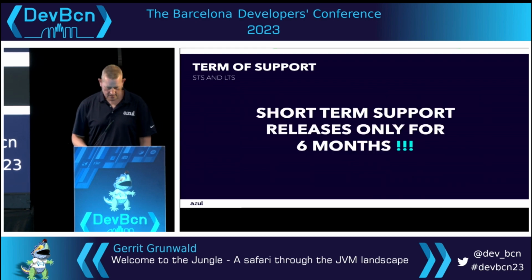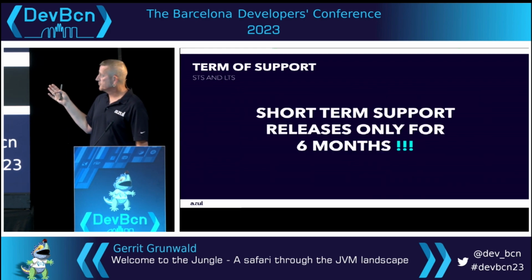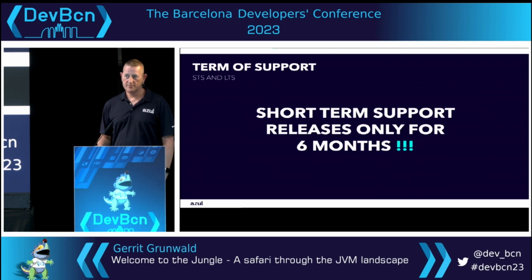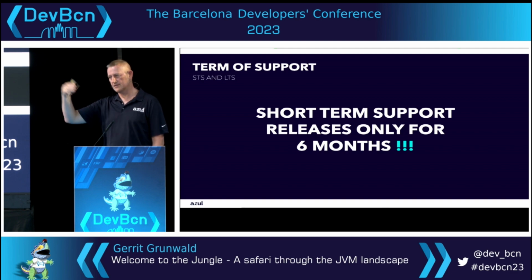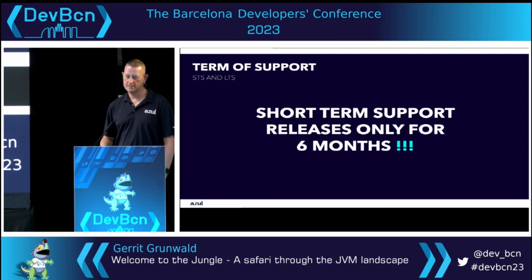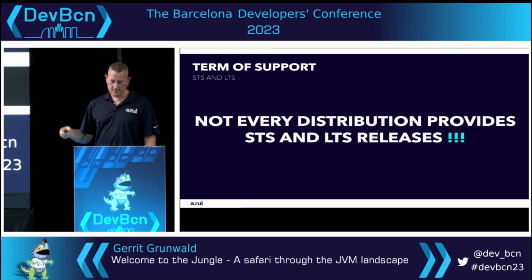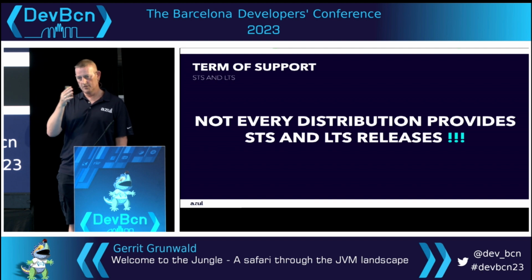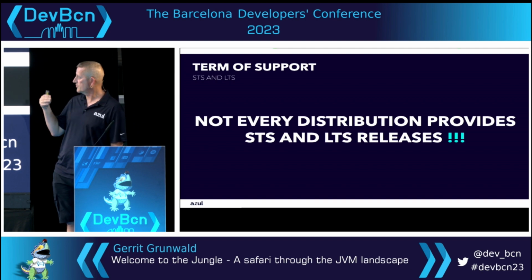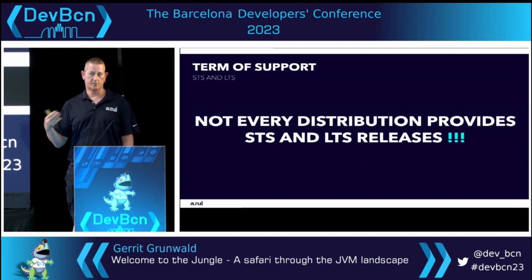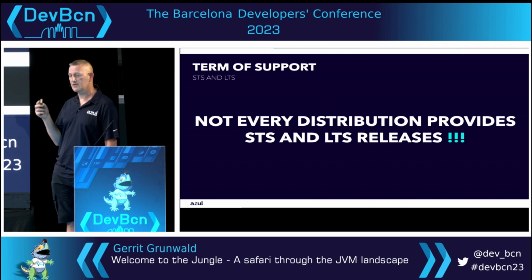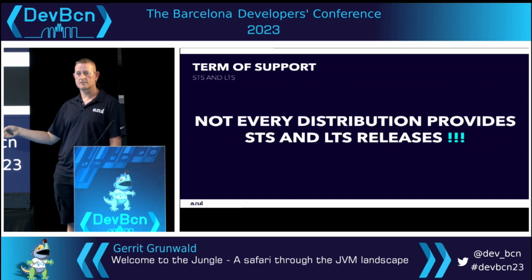Okay, so that means short-term support releases only last 6 months. After that, it's done. So if we talk about 20, then there was 20.0.1, 20.0.2, and then there's 21. There isn't 20.0.3, it won't come. And the next thing is, not every distribution gives you a short-term support version and a long-term support version. There are distributions that only have LTS releases.